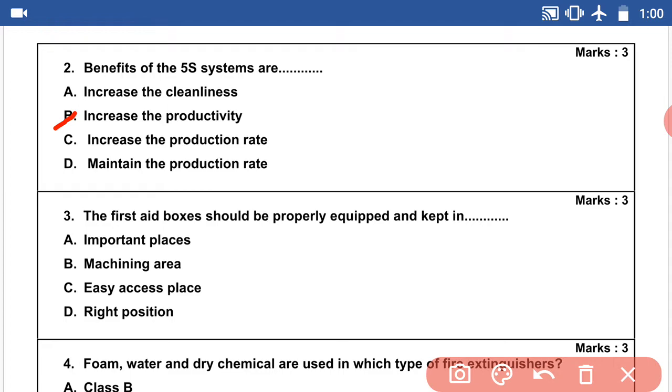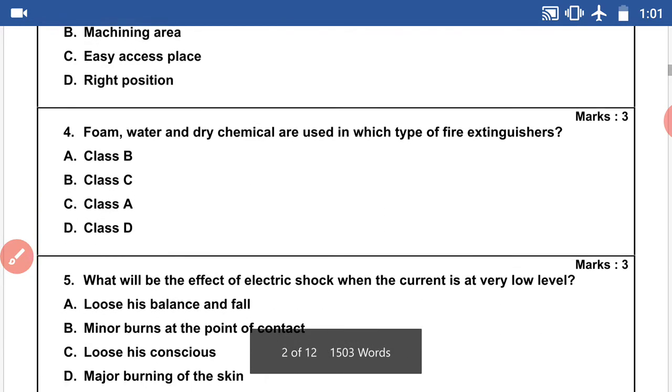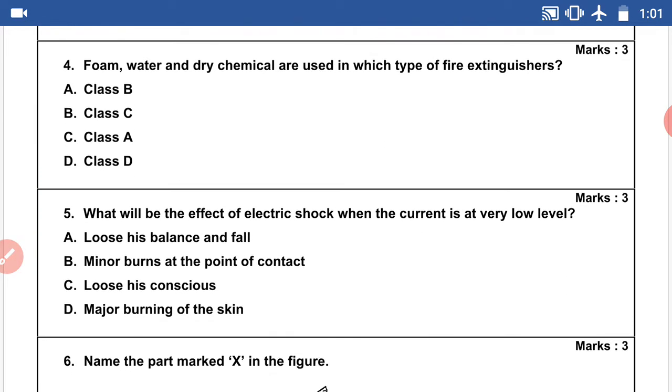Question number 3. The first aid box should be properly equipped and kept in dash. The answer: easy access place, Option C. Question number 4. Foam, water and dry chemical are used in which type of fire extinguishers? Option C is correct: Class A fire.